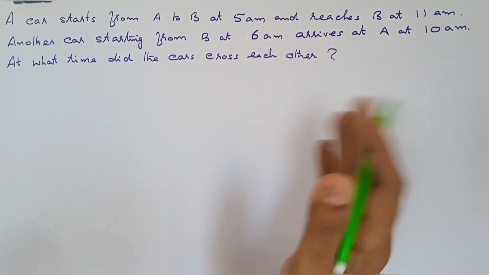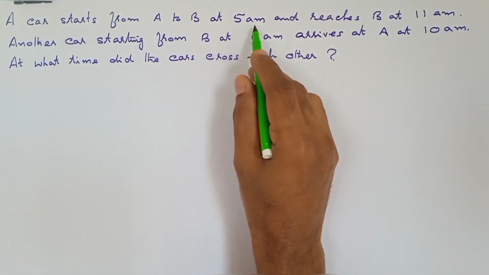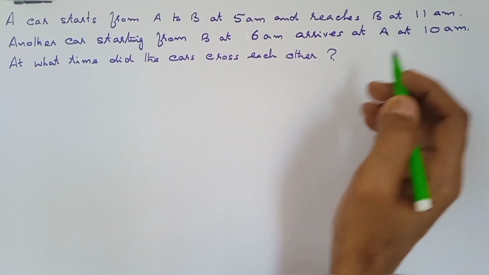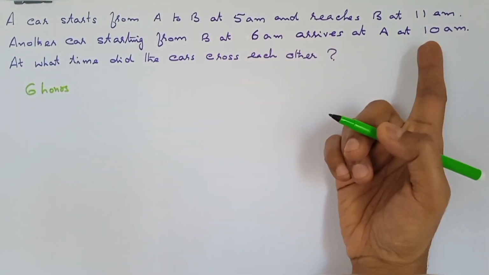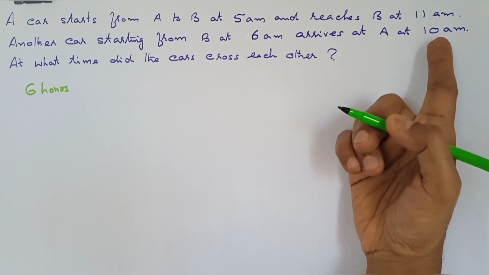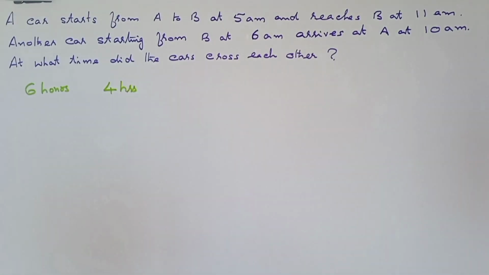So we don't know the distance between A and B. To move from A to B, how many hours does it take? 5 a.m. to 11 a.m. means 6 hours. And the second car, starting at 6 a.m., arrives at the other end point A at 10 a.m. That means it takes 4 hours.